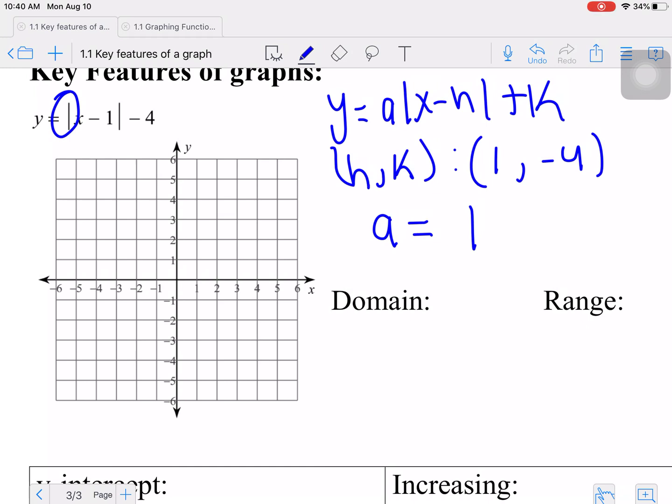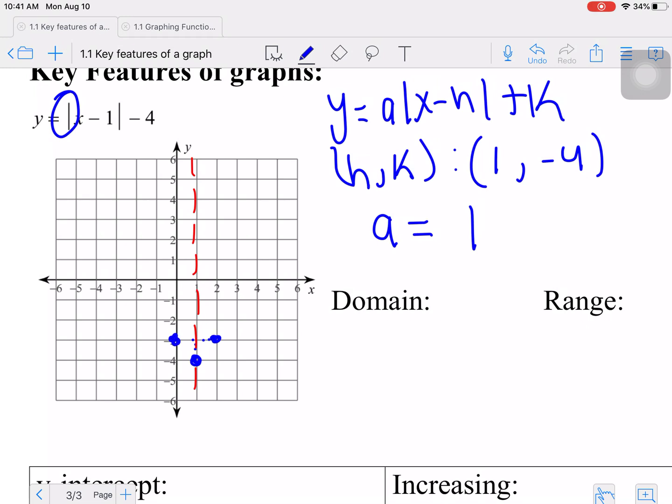So let's go ahead and graph it. My HK point is at 1 comma negative 4, so starting from 0, I'm going to go over 1 and down 4. My slope is positive 1, which means that my V shape is going to be facing up. So 1 over 1, and remember that there is an axis of symmetry which cuts your graph exactly in half. So I'm going to go ahead and mirror that image to the other side.